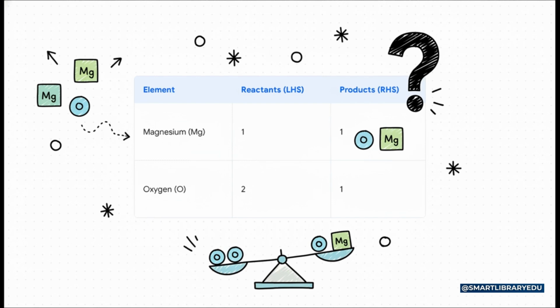Let's do a quick head count. For magnesium, we've got one atom on the left, one on the right. Okay, we're good there. But look at oxygen. We start with 2 oxygen atoms on the left, but we only end up with 1 on the right. So where'd the other one go? It can't just disappear. This equation is definitely unbalanced.